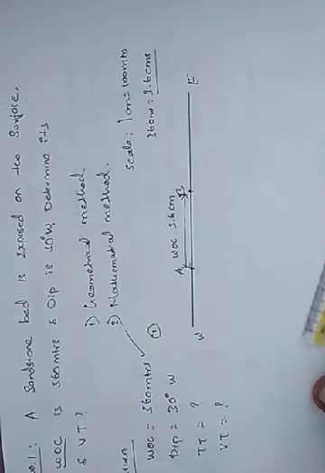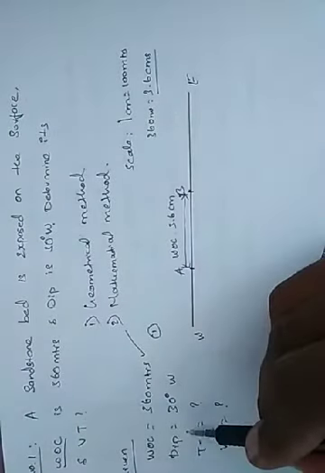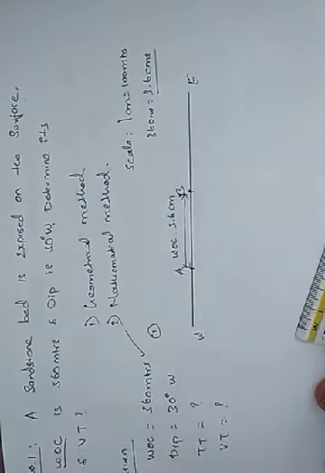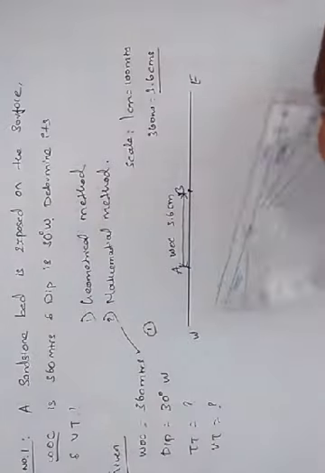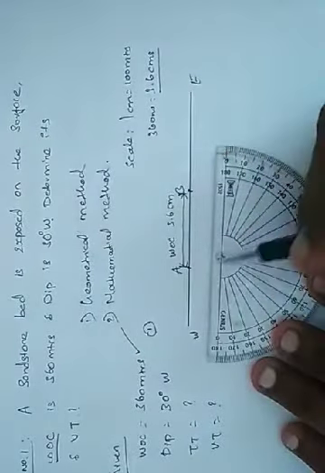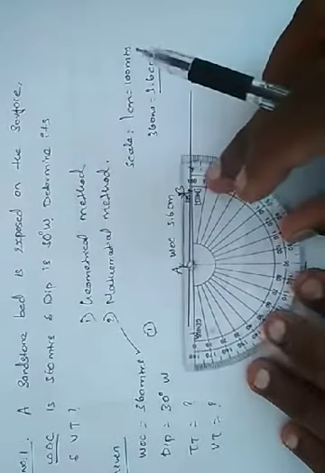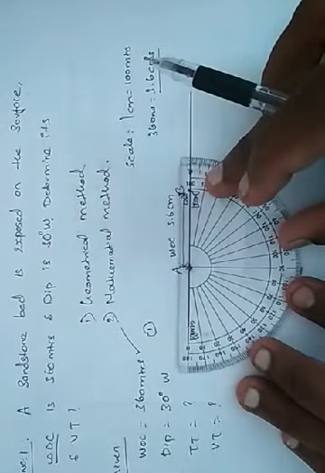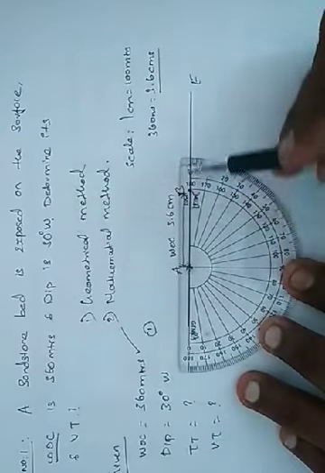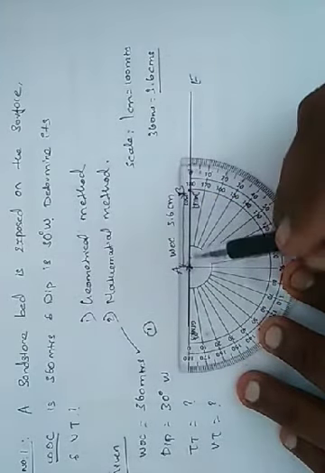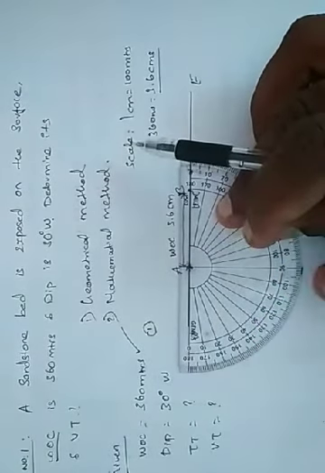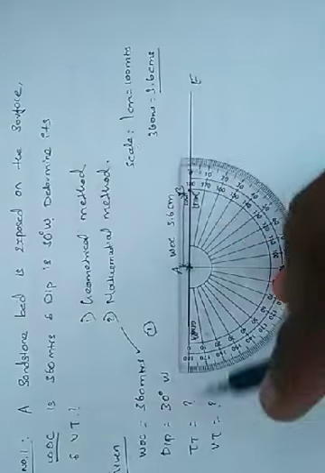Next we have the dip of the bed. The dip of the bed is given as 30 degrees west. Now use your protractor and place it on either point A or B. I will place it on the point A like this. Our zero should coincide with the surface line and I am placing the center point exactly on the point A. Now we should measure 30 degrees towards west.